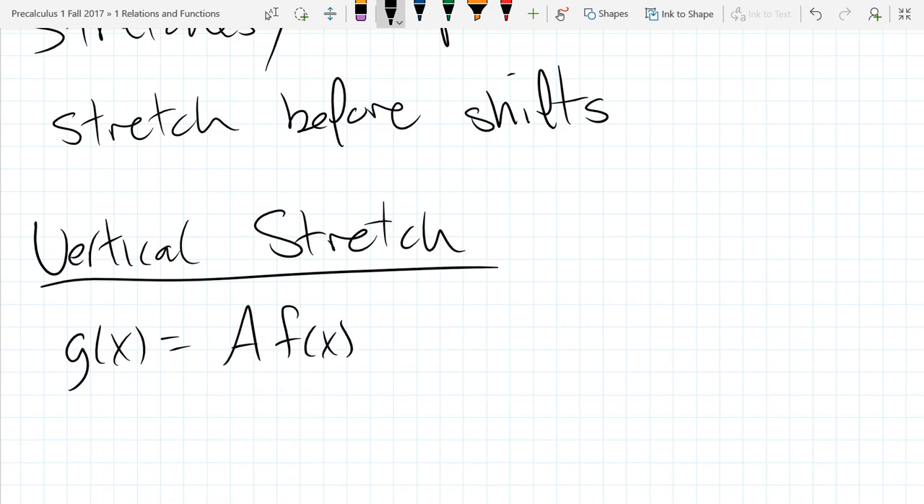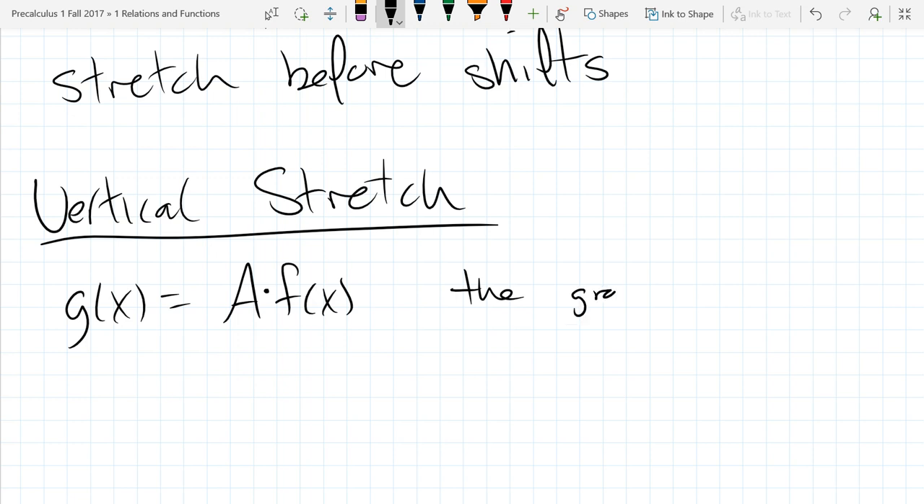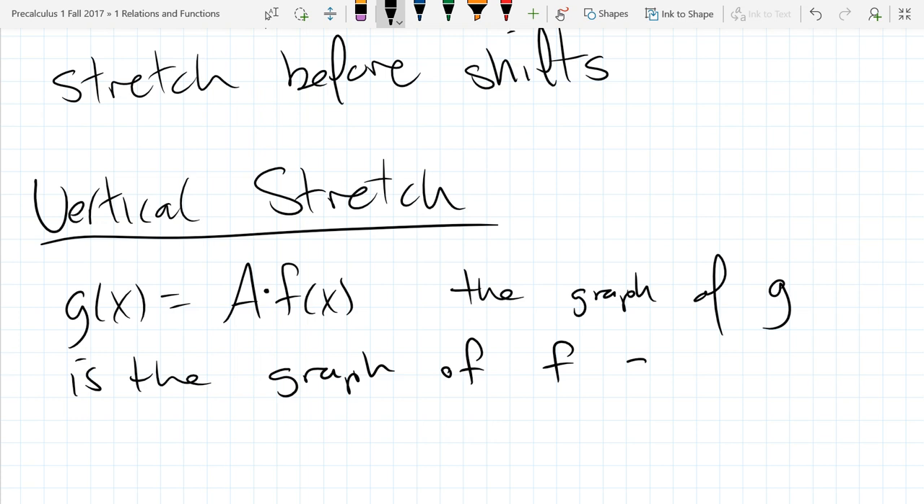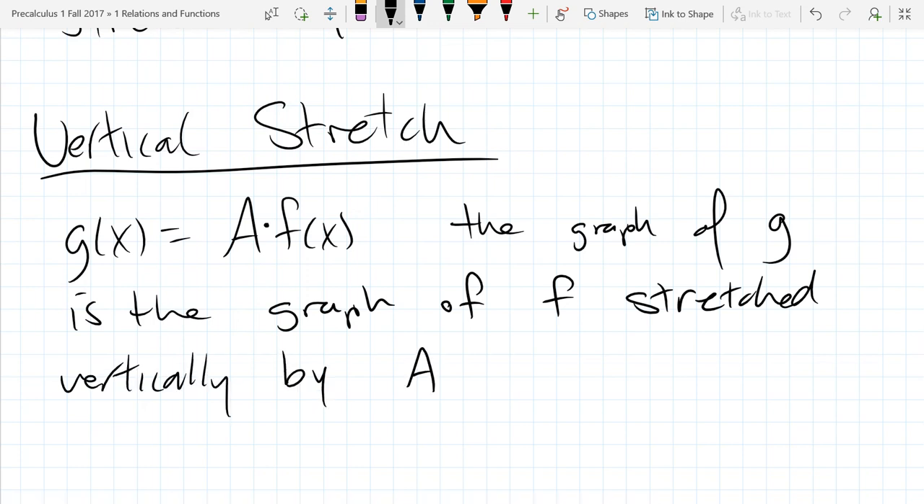So stretching always looks like a multiplication. When we do vertical, they always happen outside the function. So it looks like the function f of x multiplied by some number a. And that'll be a vertical stretch. So the graph of g is the graph of f stretched vertically by a units.